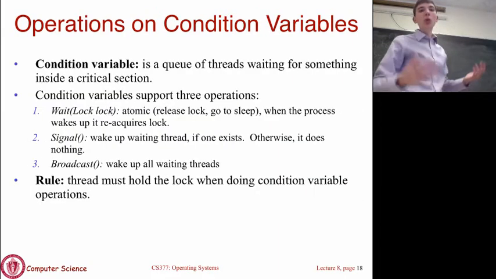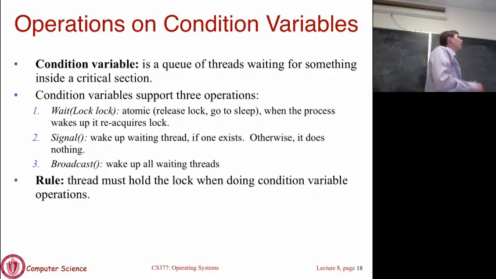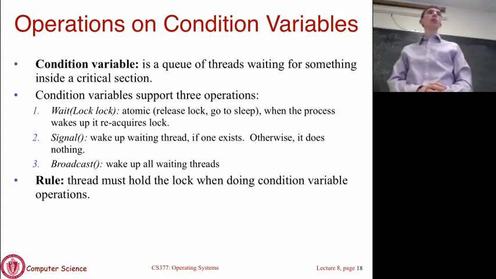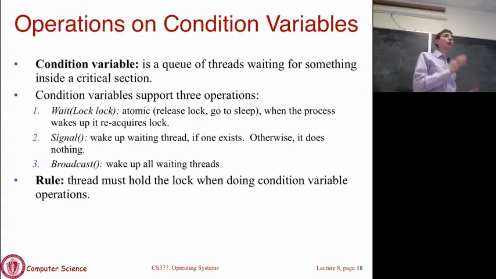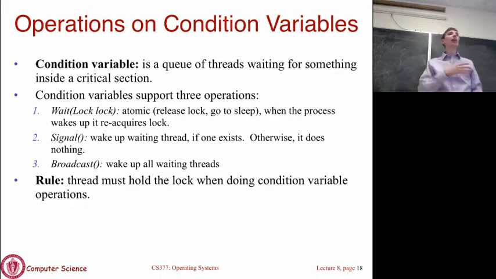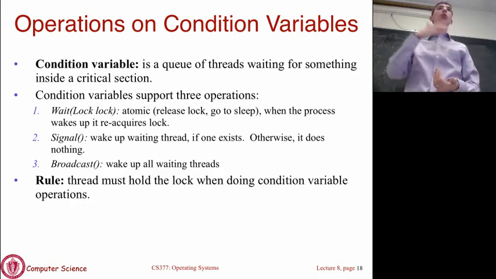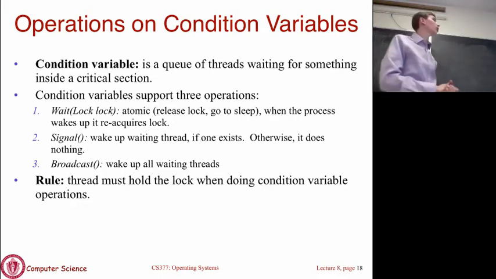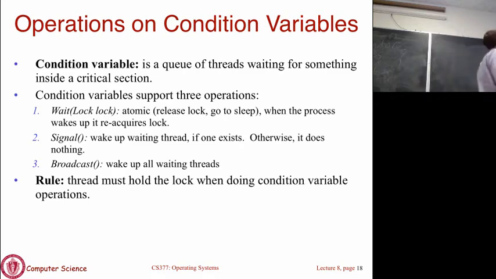So basically a condition variable is a queue of threads that are waiting for something to happen inside that critical section. Whenever they're in the monitor method, they have the lock, and when they wait on a condition variable, they give up the lock until that condition has changed. Condition variables themselves basically have three operations. We have wait, signal, and broadcast.